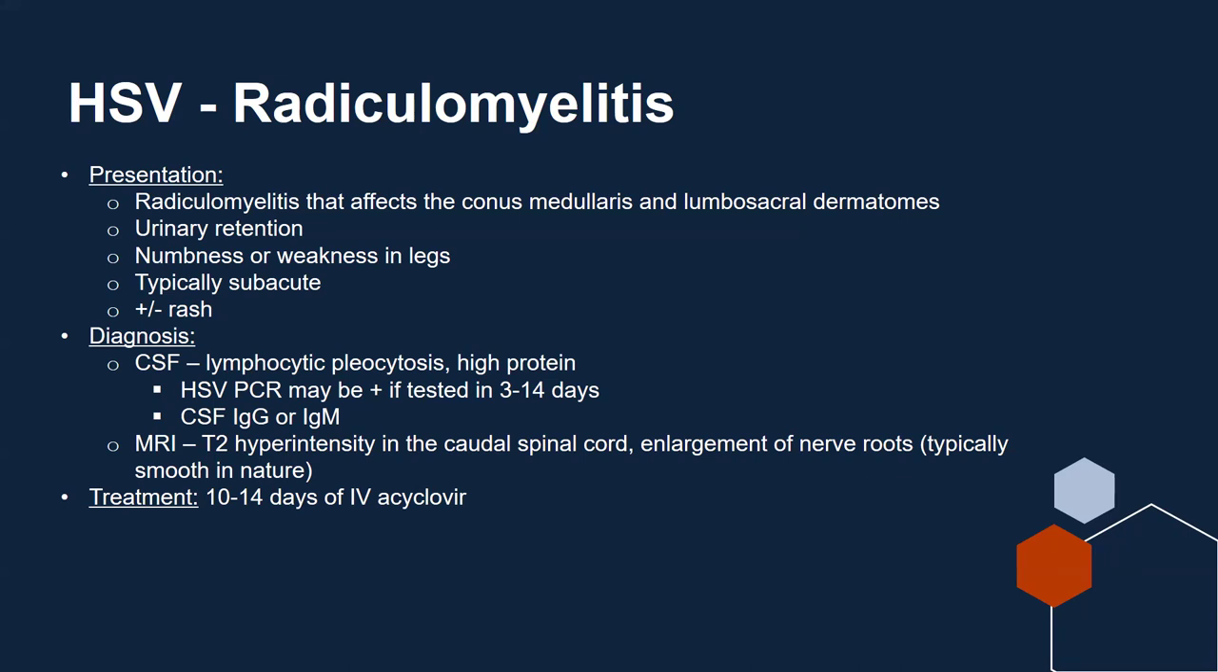On MRI, there's often T2 hyperintensities in the caudal spinal cord with smooth enlargement of the nerve roots. Nodular enhancement of the nerve roots typically indicates either malignancy or granulomatous disease, so these patients will usually have smooth nerve root enhancement. CSF early on can show a neutrophilic pleocytosis that later on transitions to a lymphocytic pleocytosis, and they do have elevated protein.